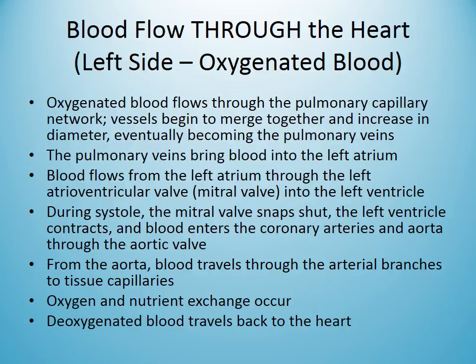From the aorta, the blood travels through the arterial branches into capillaries, and oxygen and nutrient exchange will happen with the tissue within the body that it's leading to. And then eventually, once that oxygen's all gone and it's fed all the tissues, it turns into deoxygenated blood again and makes its way to veins, and it'll travel back to the heart to do it all over again.